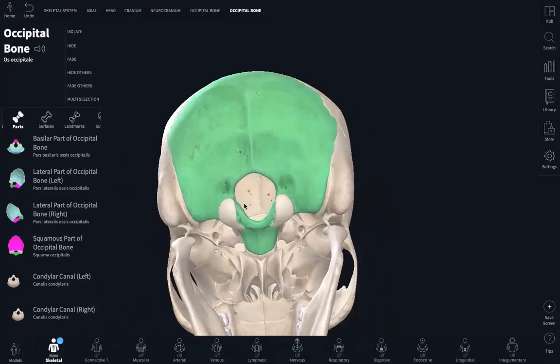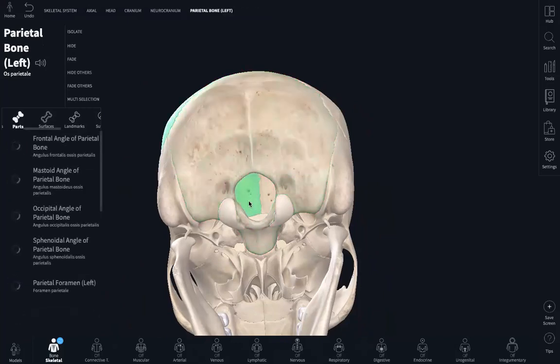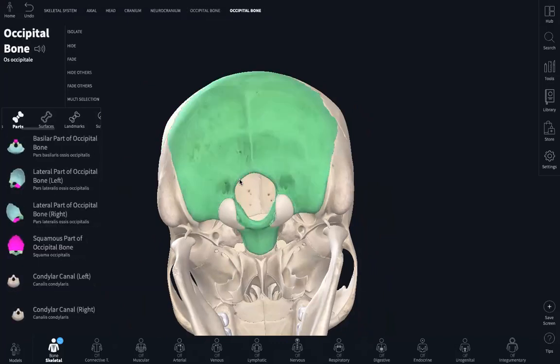Can you see a large opening here in the occipital bone? Yes, sir. This large opening is called the foramen magnum. Foramen means an opening and magnum means large. It's a very large opening through which the spinal cord emerges from the skull and continues downwards into the vertebral column. Are you getting this?